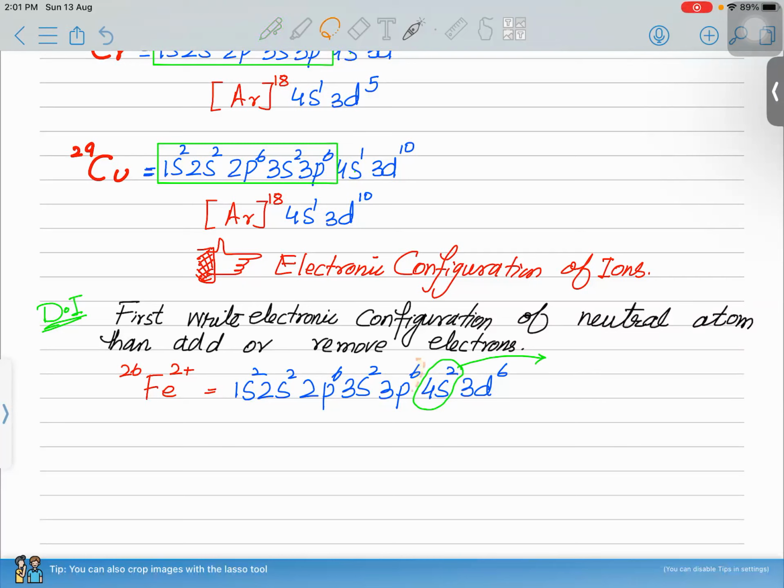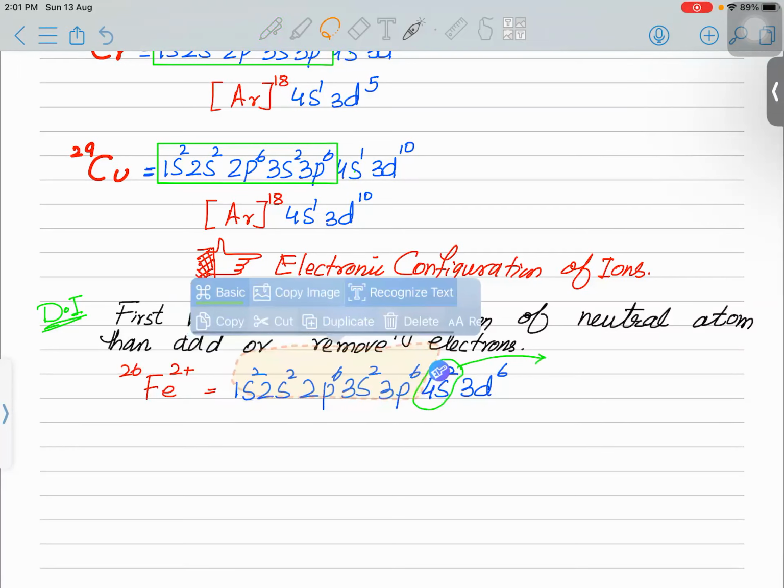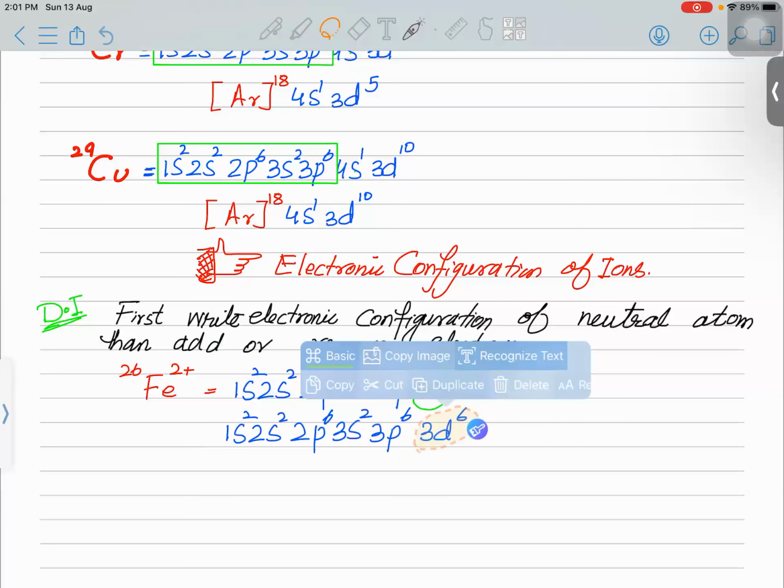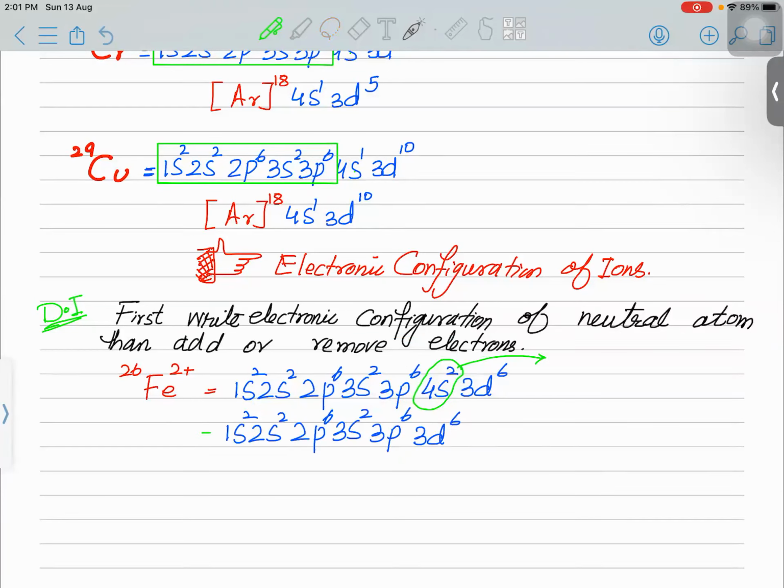Now you have 3p6. So the electronic configuration of iron plus 2 is 1s2, 2s2, 2p6, 3s2, 3p6, 3d6. So electrons are removed from the valence shell.